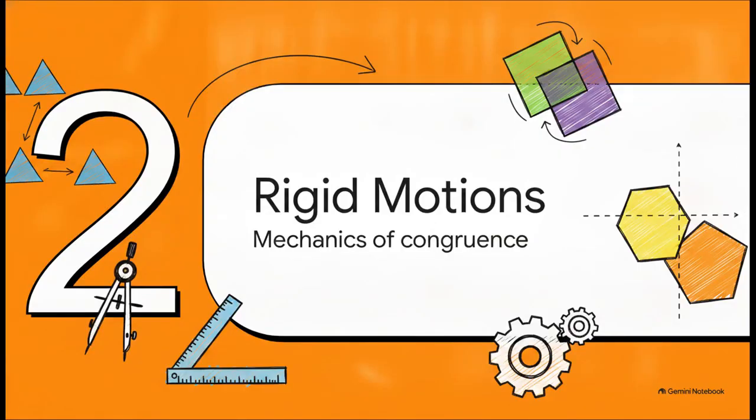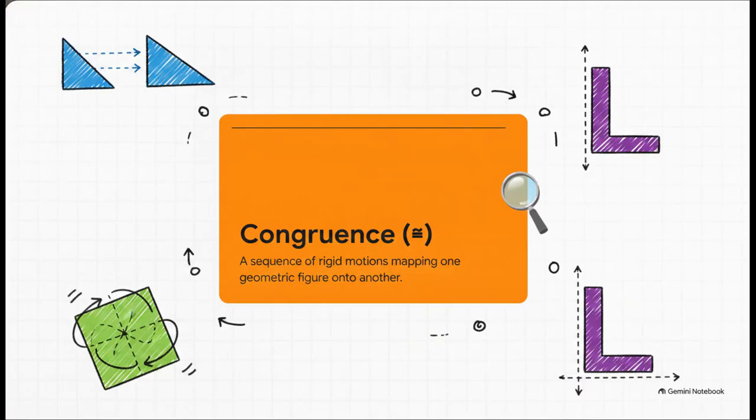Section 2. Explanation. Sequences of rigid motions. The mechanics of congruence. So, the crucial point here is understanding the exact mechanics. What does it actually mean for two figures to be congruent? Let's look at how rigid motions build this relationship. Here is our new formal definition. Congruence, which, by the way, is denoted by that really elegant symbol right there, an equal sign with a little tilde on top, means that a geometric figure is congruent to another if and only if there is a sequence of rigid motions that maps one exactly onto the other.